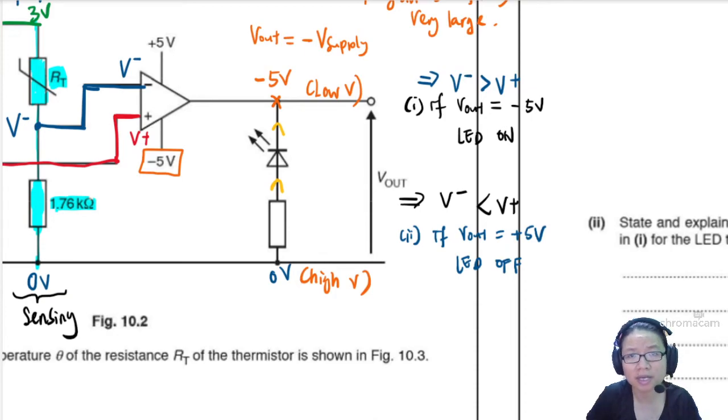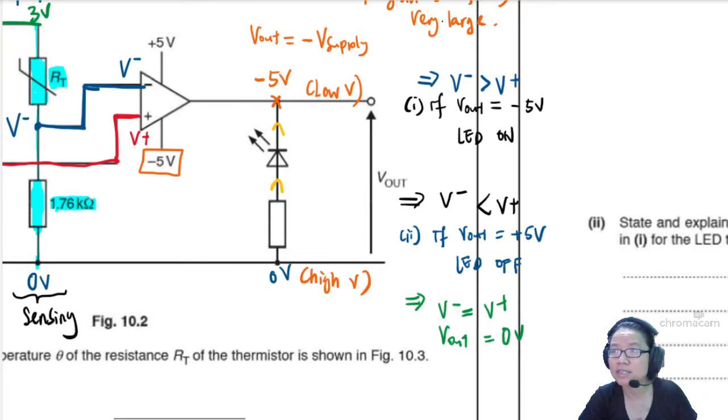And what else can we say? Well, of course, if you want to switch over, V minus equal to V plus, your V out is 0 volt. This is when the switchover happens, as you can tell from the simulation. We go from positive to negative when the inputs are equal, 4 volt, 4 volt.